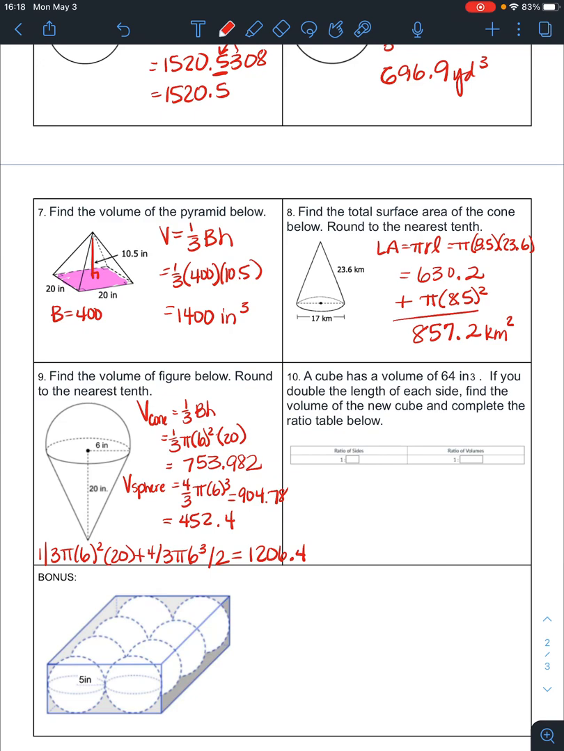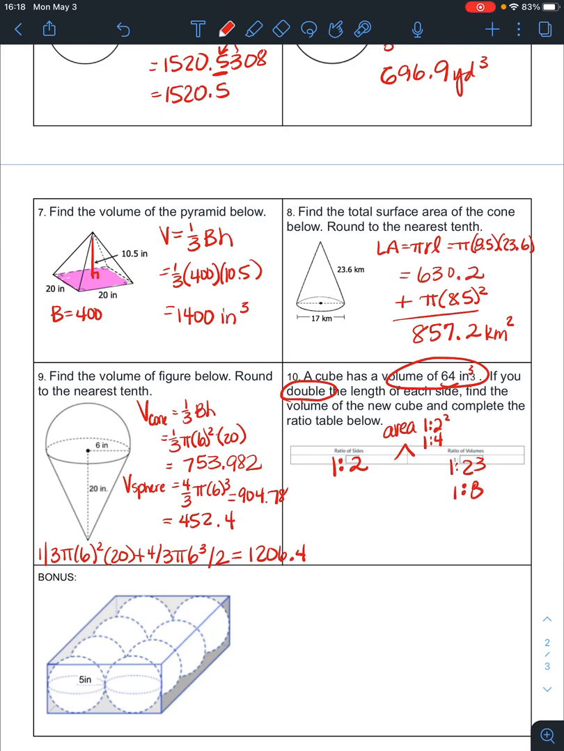Okay, number 10, a cube has a volume of 64 inches cubed. If you double the length, okay, so we started with a volume of 64 inches cubed. If you double the length, that means that your side ratio is 1 to 2. So your sides get multiplied by 2. Now, we don't have our area here, but our area would be 1 to 2 squared, which would be 1 to 4. And our volume will be 1 to 2 cubed, which would be 1 to 8.